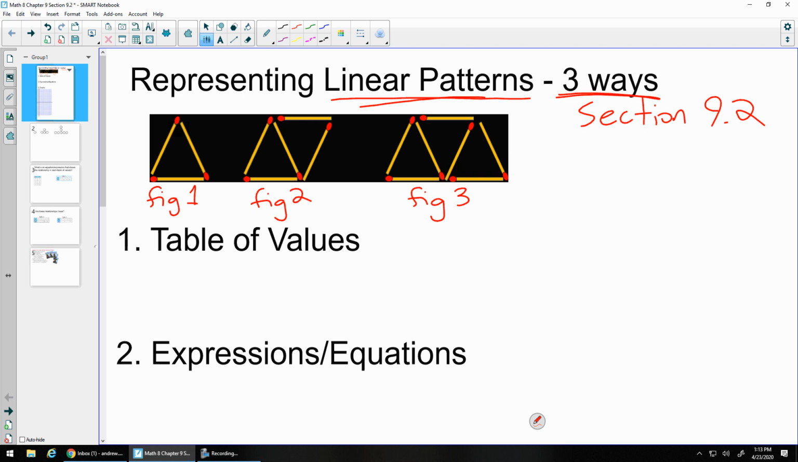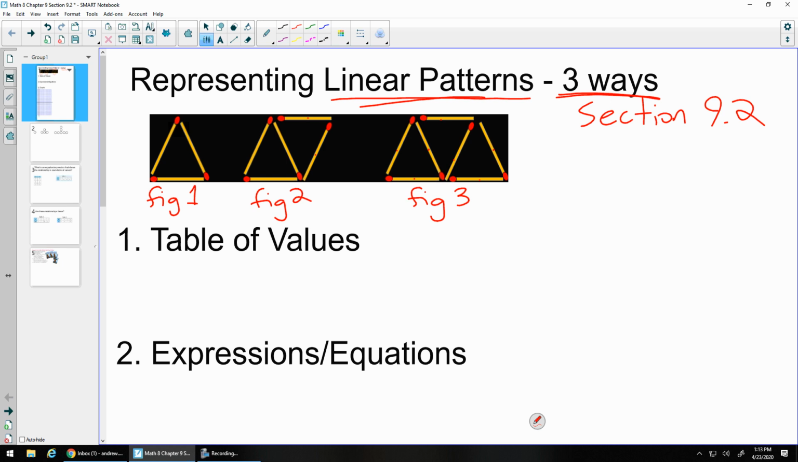So in figure 1, we have 3 matchsticks. Figure 2, we have 2 more matchsticks, so 5 in total. In figure 3, we have 1, 2, 3, 4, 5, 6, 7 matchsticks. Okay, so we can show this pattern in a few ways.